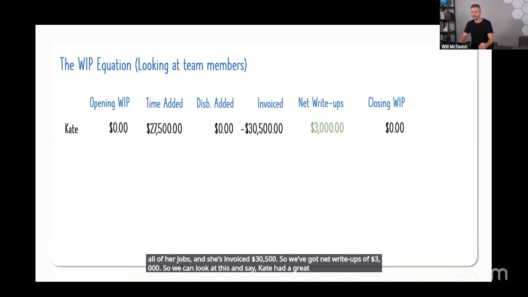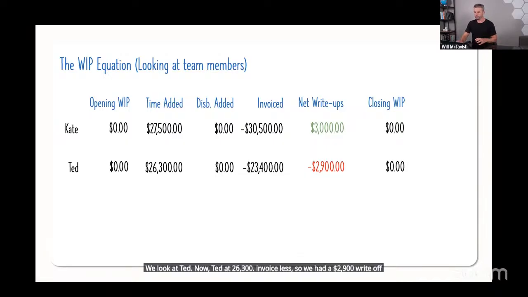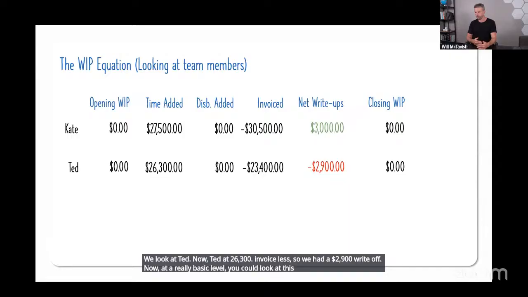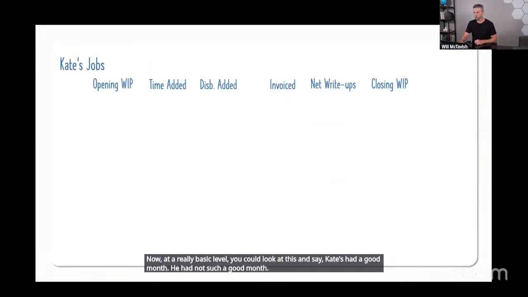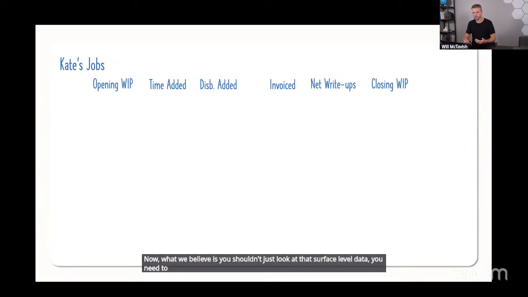She billed out more than the work that she did. We look at Ted. Now, Ted at $26,300 invoiced less, so he had a $2,900 write-off. Now, at a really basic level, you could look at this and say, Kate's had a good month, Ted, not such a good month. Now, what we believe is you shouldn't just look at that surface level data. You need to drill into the data to really understand what's going on.